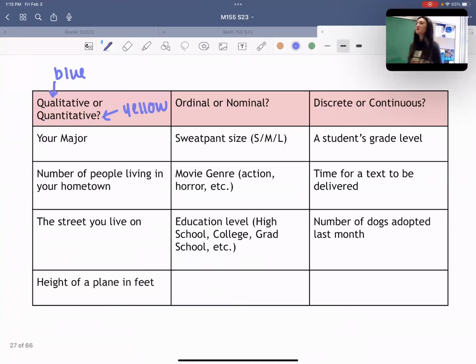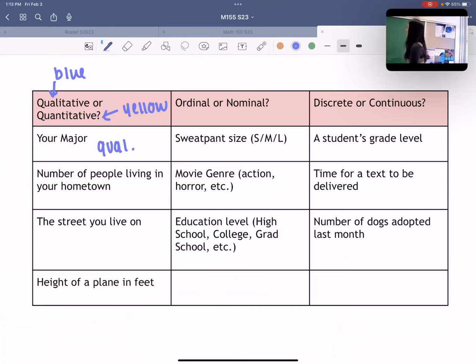Anyone with a blue card want to explain why your major is qualitative? Yeah, your major is not a number. If someone's like, oh, what's your major? You're not going to be like, my major is 7, right? That's not a major. So because you can describe that using words, I would say this is qualitative. I'm just going to write qual.